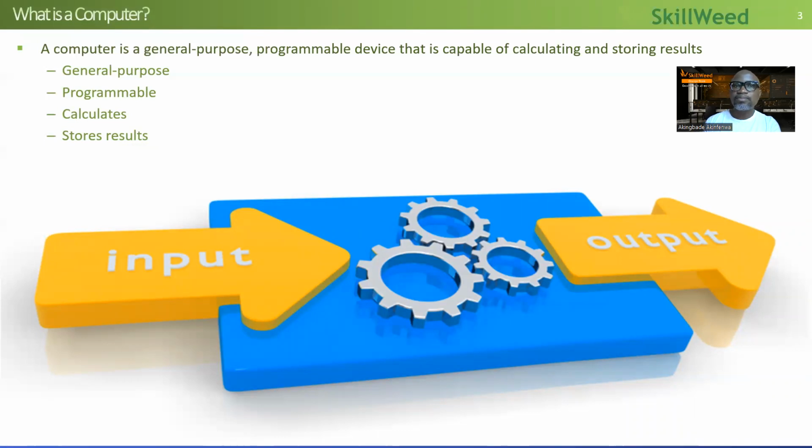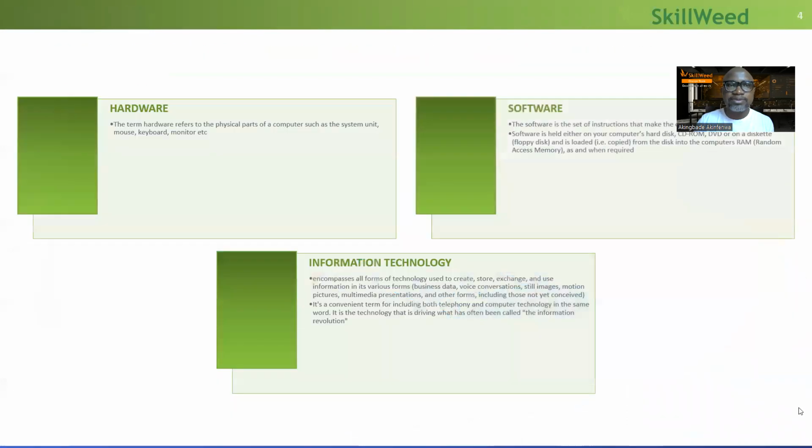A computer is a general purpose programmable device that is capable of calculating and storing certain output or result. That could be in terms of your laptop, your desktop. Now we have notepads, different devices right now to make life easy. So those are just the basics of your computer. It's a program that is designed to perform a certain function or operation as a whole.